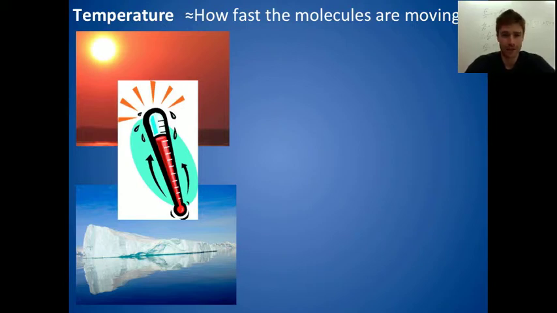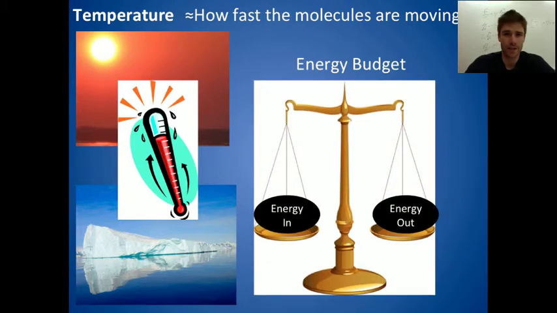So I'm going to answer the question right away. How do you get a change in temperature? You have to change how much energy is in the system that you're talking about. And particularly, you have to look at the energy budget, or how much energy is coming into the system versus how much energy is leaving the system.